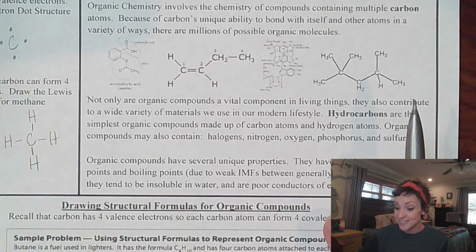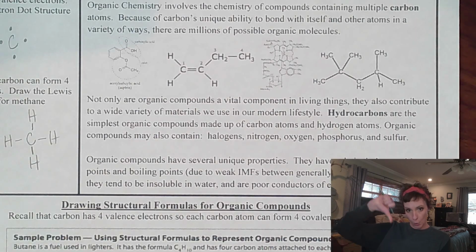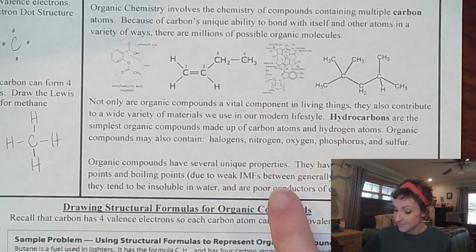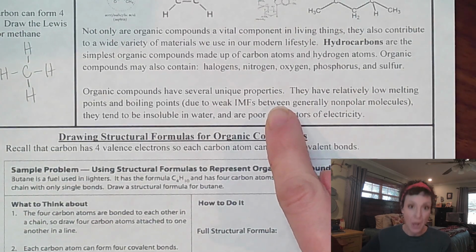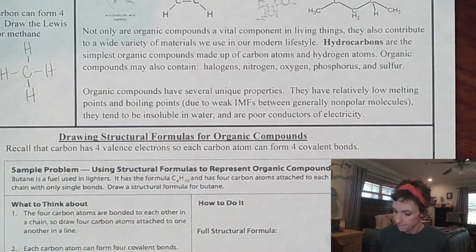A lot of these nonmetals can also make covalent bonds with carbon. Organic compounds have several unique properties. They have relatively low melting points and boiling points. Well, they are covalent structures, right? We've talked about that. For covalent structures or molecules, it doesn't take a lot of energy for them to melt from a solid to a liquid, and it doesn't take a lot of energy to boil from a liquid to a gas. That is because of the weak IMFs between the molecules, allowing the different molecules to spread out away from each other.